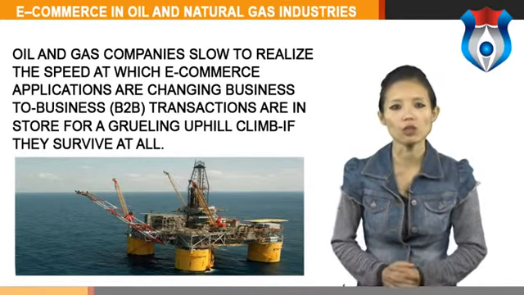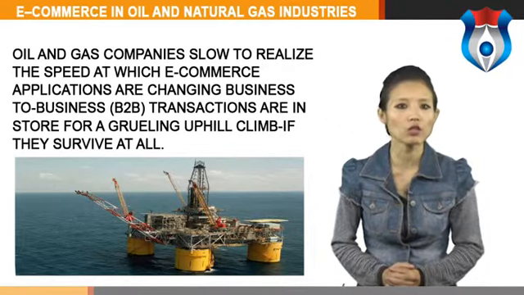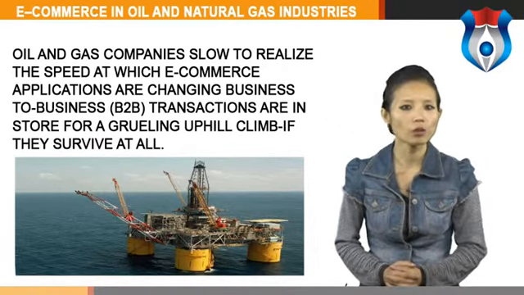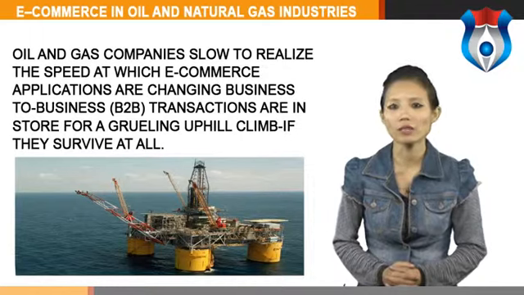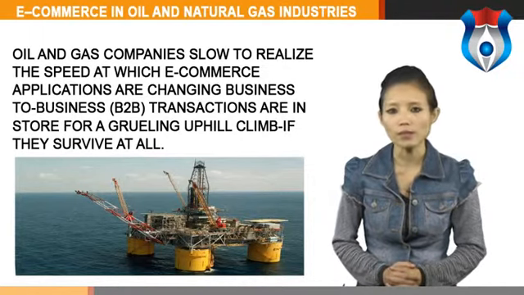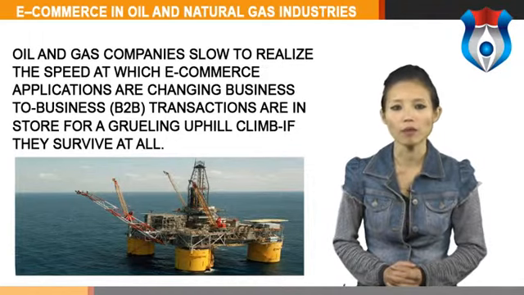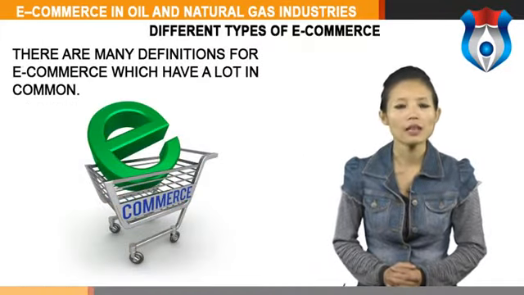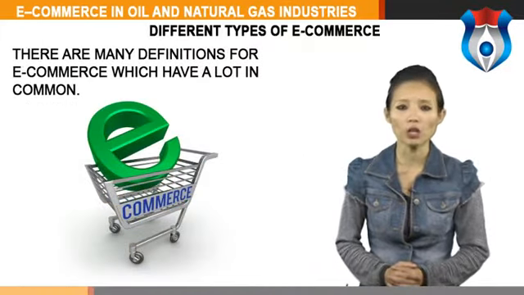By definition, the e-business supply chain can be divided into two basic segments. The first, called e-procurement, can be defined as the B2B ordering of goods and services through electronic systems, including the internet and private networks. Let us now discuss the different types of e-commerce.